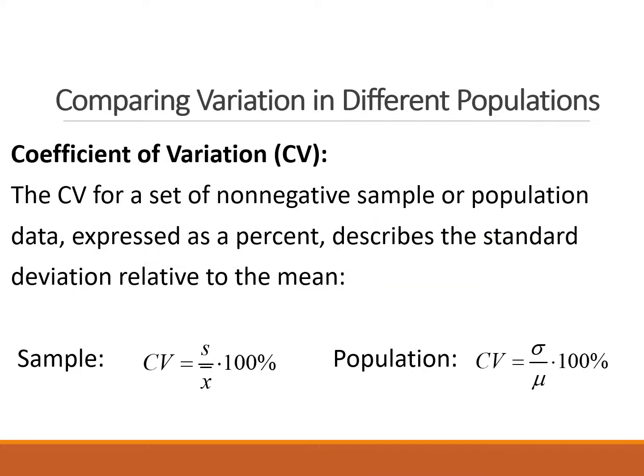The last topic in this section is coefficient of variation. This gives us some idea of how large the standard deviation is in relation to the mean. It's a percentage, and we just take the standard deviation, divide it by the mean, and switch it to percents. That's for a sample value. Here we have the same notation just for a population.